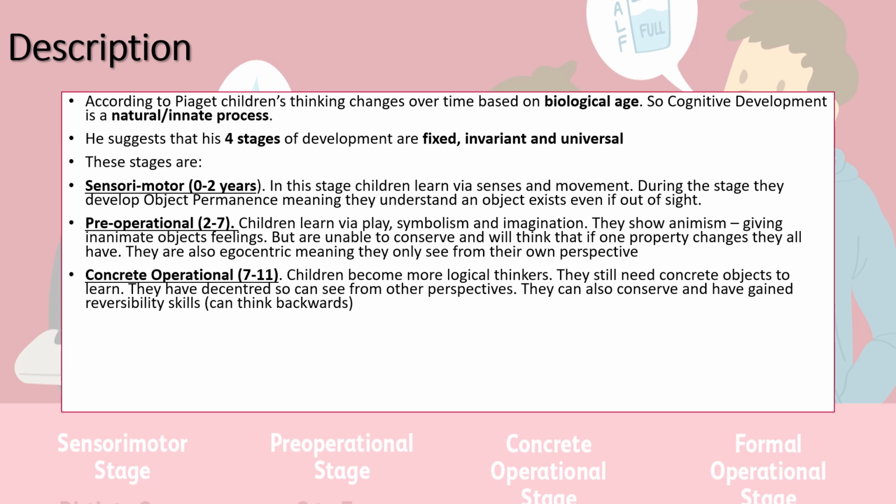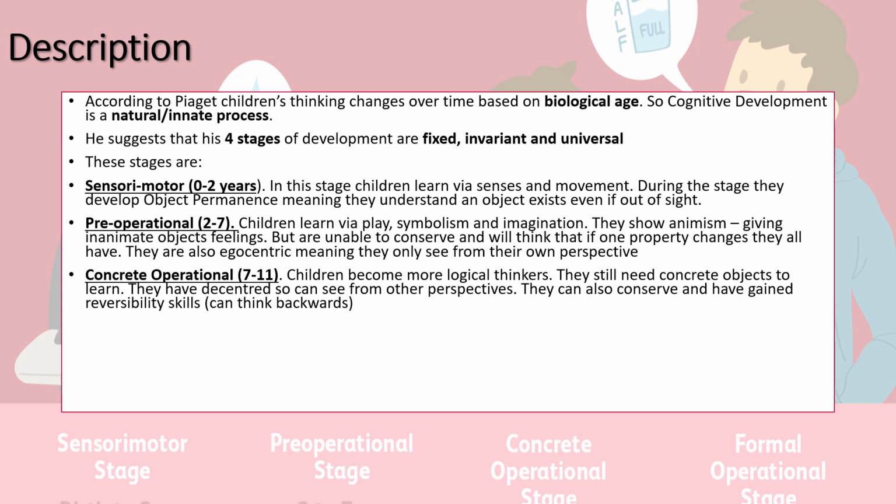Moving on, we've got the concrete operational stage, 7 to 11. Children here become much more logical thinkers. They're much more able to follow a train of logical thought. They still, however, need concrete objects, meaning physical objects, to learn. We may have children counting on their fingers, as I still do. We may have children having to use blocks to do division in maths. They still need those concrete physical objects.